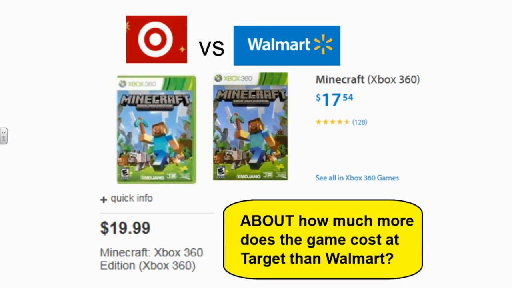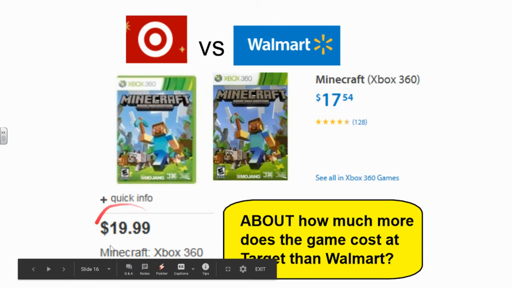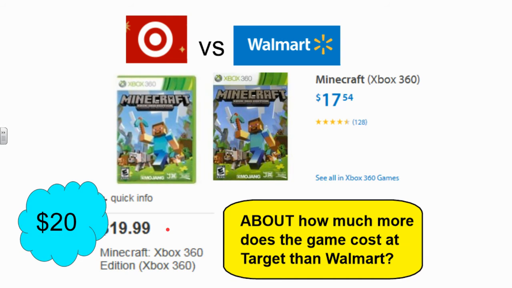Here's a real life example. Let's say you're going to go shopping and you want to buy Minecraft, and I want to know about how much more the game costs at Target than at Walmart. That word about means that I don't care about the exact amount. I can simply estimate. So I can see that at Target, the cost is $19.99. Well, if I round that to the nearest dollar, that's about $20. And at Walmart, it costs $17.54. If I round that to the nearest whole dollar, that would be $18.